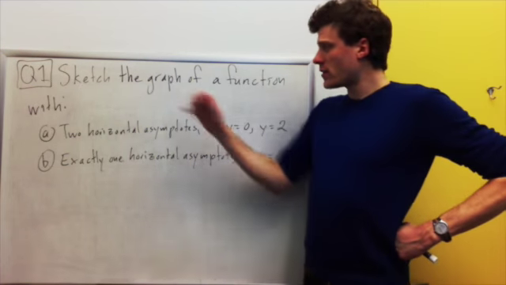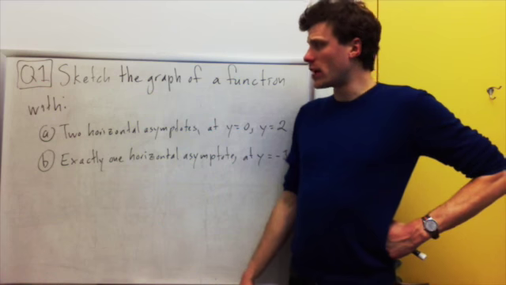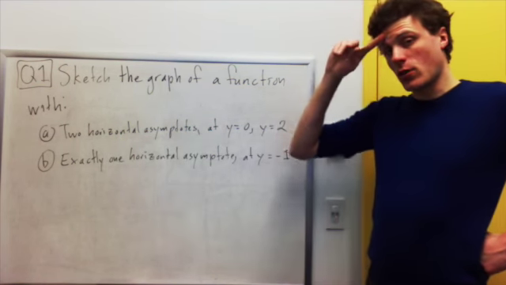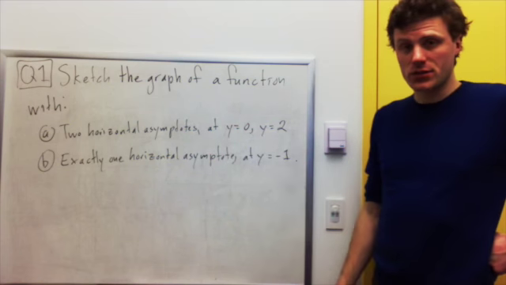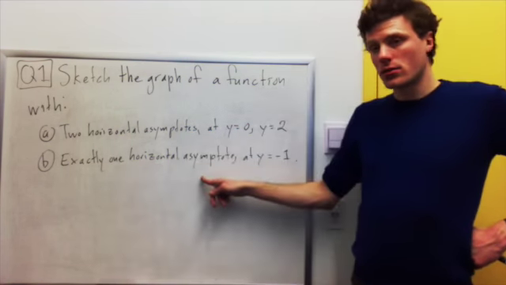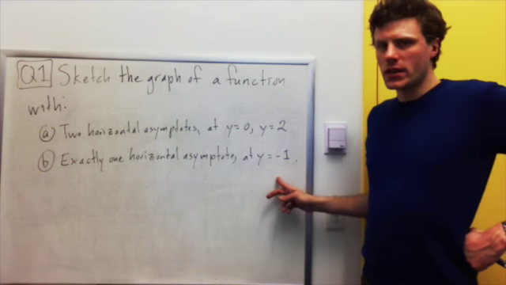Question 1. Sketch the graph of a function with, first, 2 horizontal asymptotes, one at y equal to 0 and one at y equal to 2. Second, draw one which has exactly one horizontal asymptote at y equal to -1.